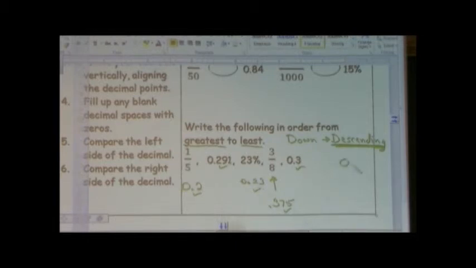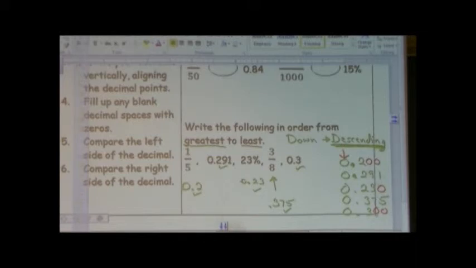Line them up. 0.2, 0.291. Remember, make sure this decimal here is lined up right on top of each other. Okay, and then the next one is 0.23, 0.375, and 0.3. Okay, now if I start looking at the decimals here, all zeros, I can't tell whether one is bigger than the other. I do know that these 2's are smaller than these 3's. Okay, but I have some missing numbers. Fill in those spaces with zeros.